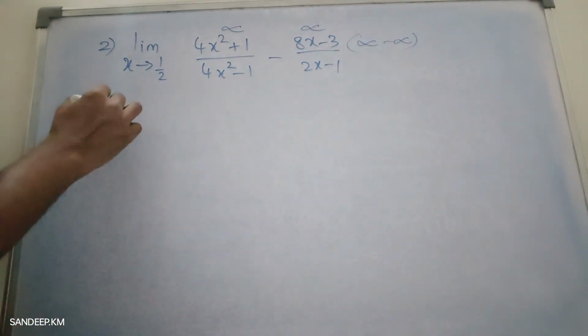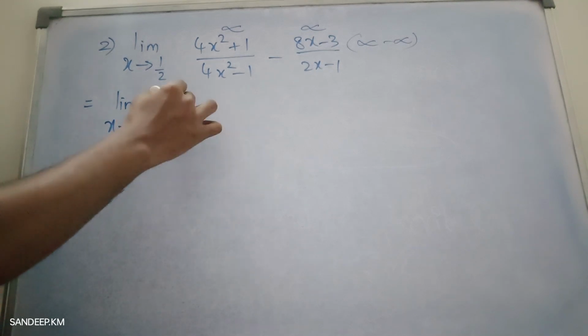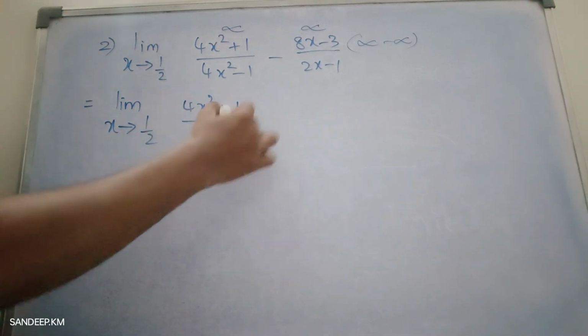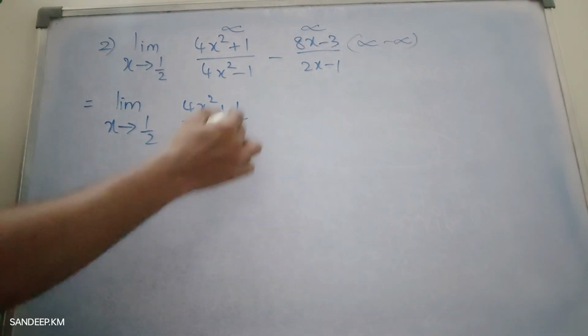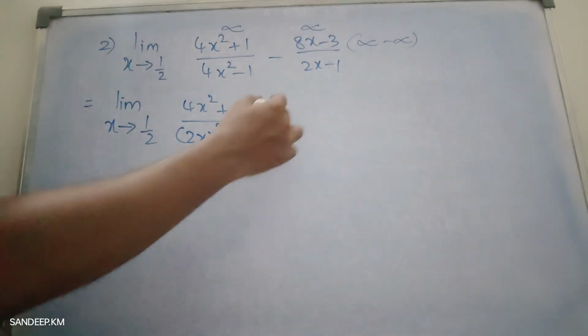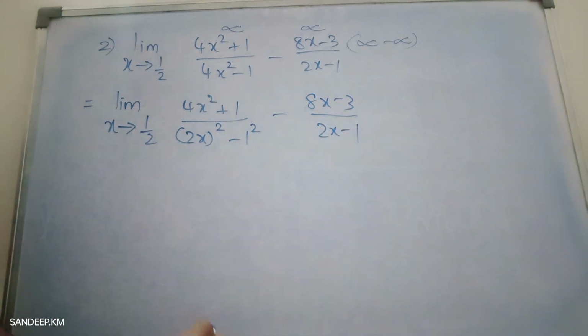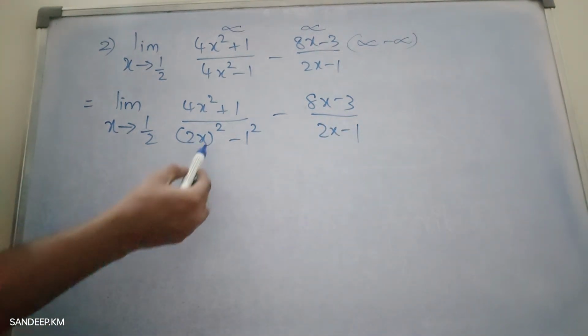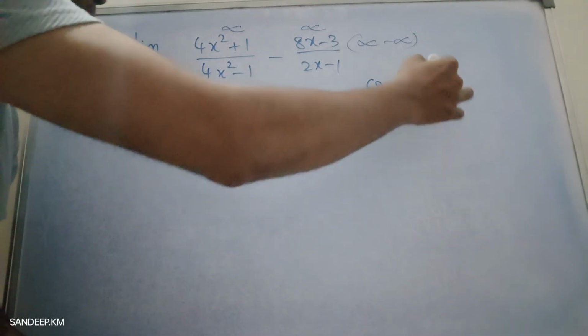Easy question itself. So limit x approaches 1 by 2, 4x square plus 1 as it is, and you should know that 4x square is 2x whole square minus 1 square, okay, minus of 8x minus 3 divided by 2x minus 1. And dear students, you should know once again that a square minus b square. So what is 2x whole square minus 1 square?